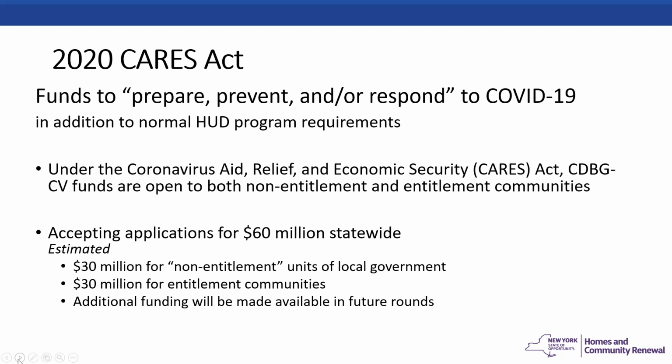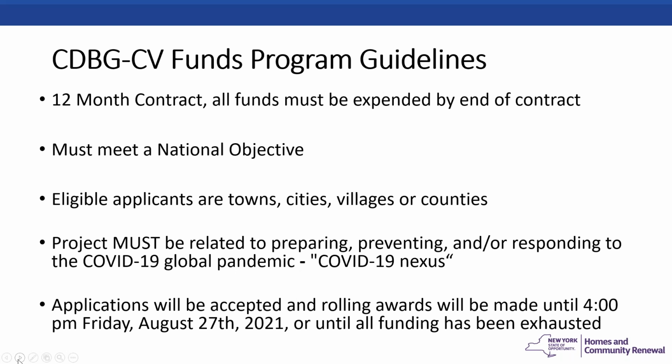The current funding round is $60 million, but additional funding through the CARES Act will be made available in future rounds to units of local government. As we'll discuss throughout the presentation, CDBG grant has federal program guidelines and requirements that have to be met by grantees. So some of those program guidelines you can see on the slide.